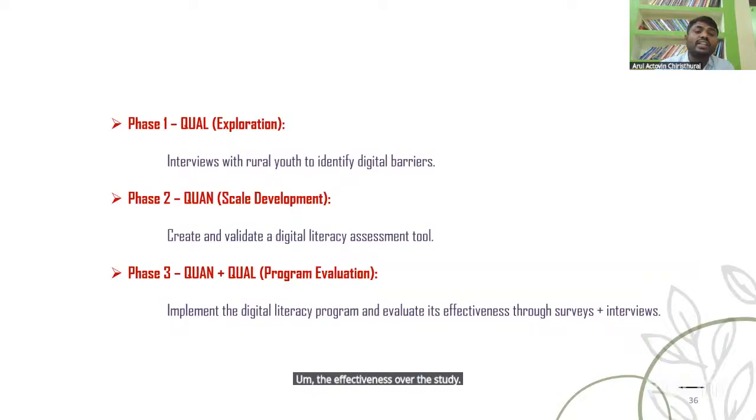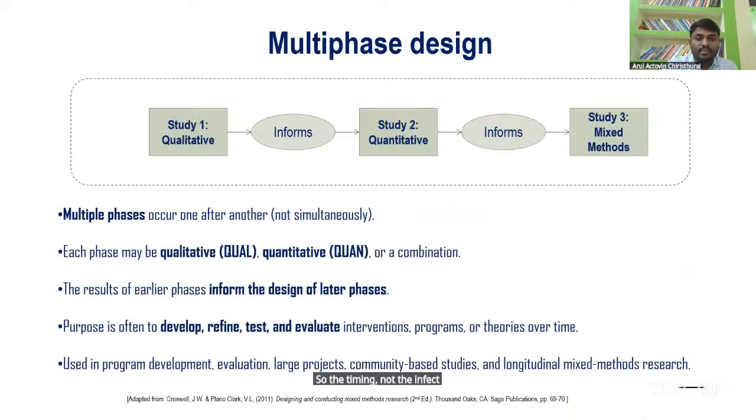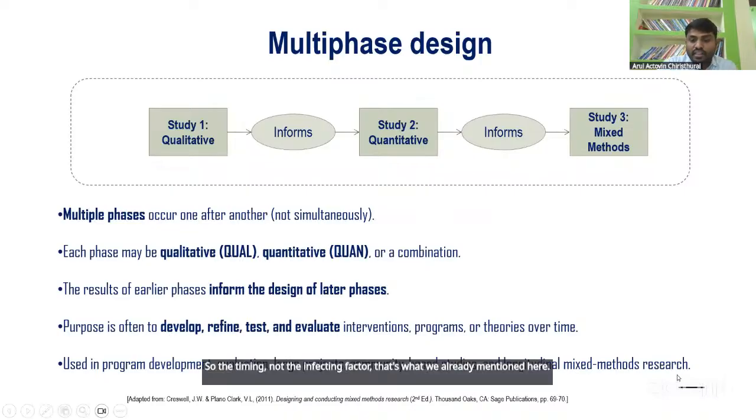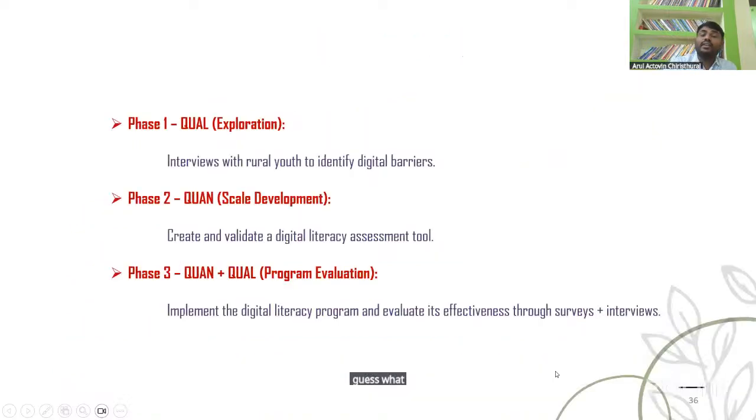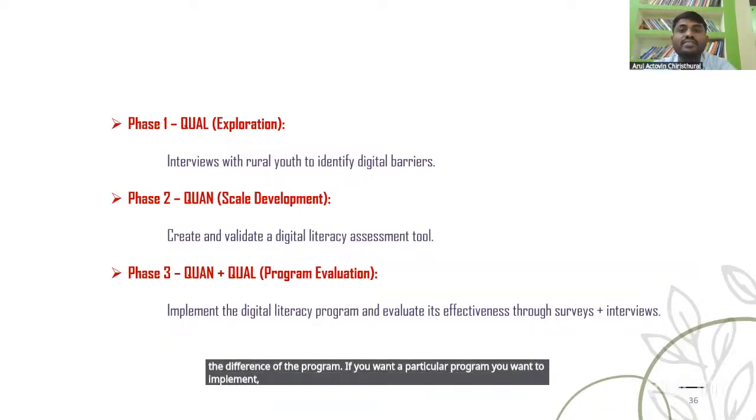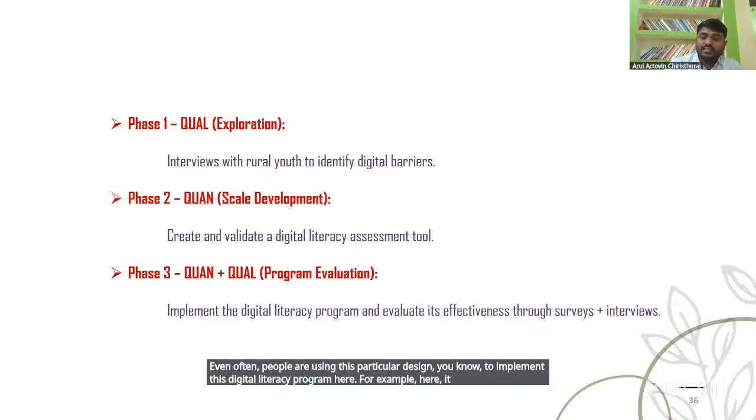So you just think about the time duration. The timing is not the important factor. That's what we already mentioned here. The last one we see here is longitudinal mixed method research. If you conduct it for a year or 2 years, it depends on the program. If you want to implement a particular program, you use this multi-phase research design. So people often use this design in order to implement a digital literacy program, for example.